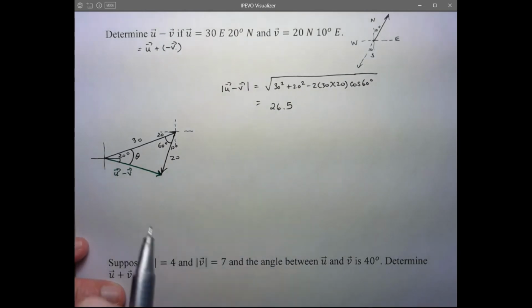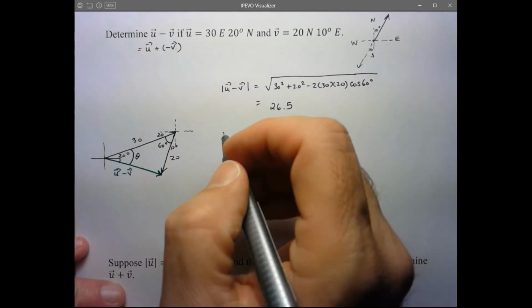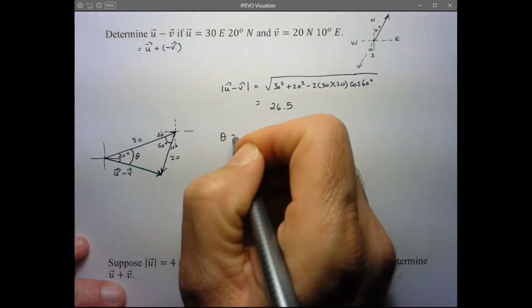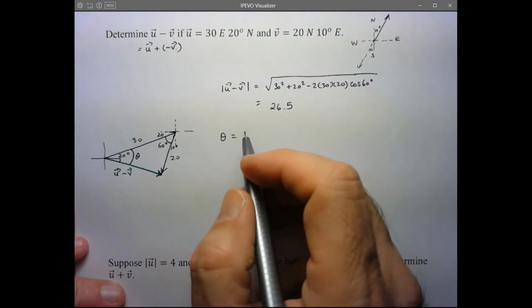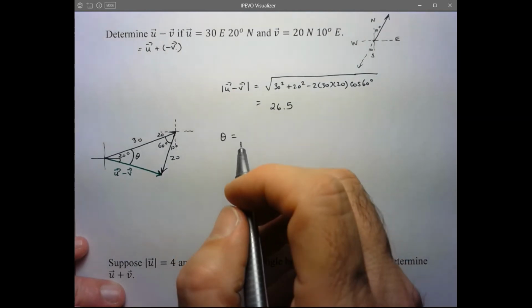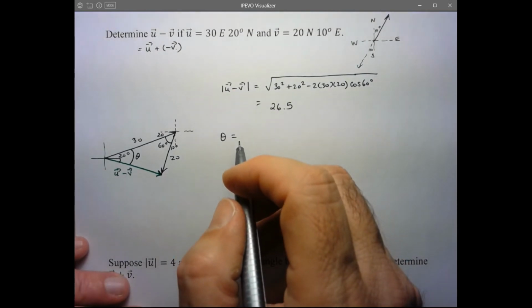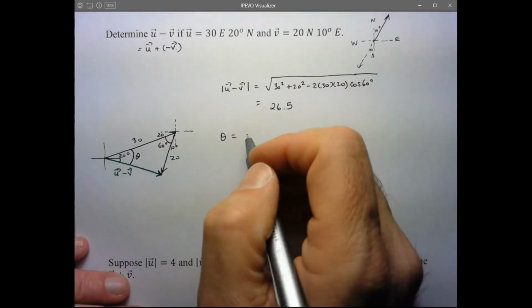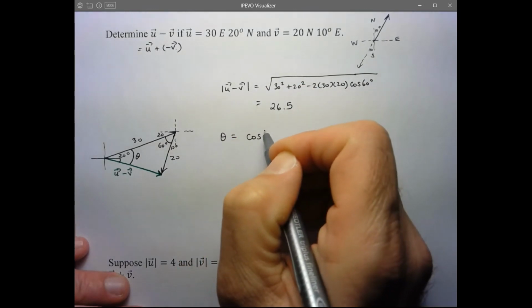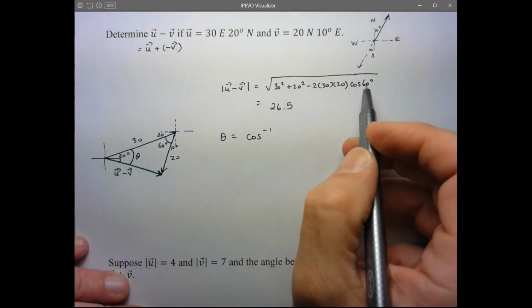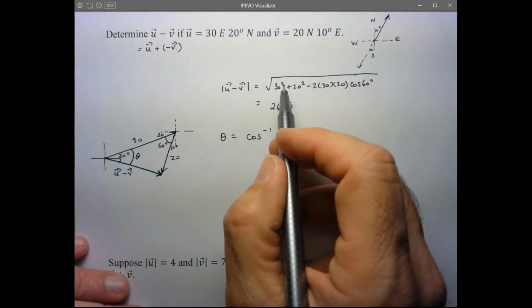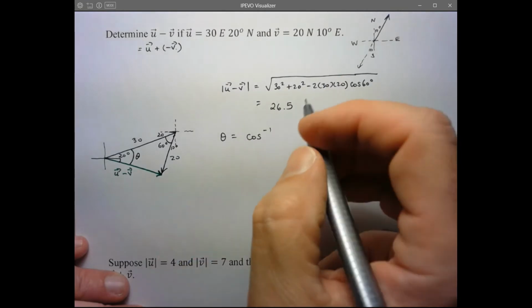In order to find theta, since I know all three sides, I'm going to use cosine law. Now think about why I'm using the cosine law and not the sine law. There's a very good reason why I'm doing that. So it's going to be cos inverse. Let's think about how the cosine law works. If I want to isolate the angle, I have to bring these two things to the other side.